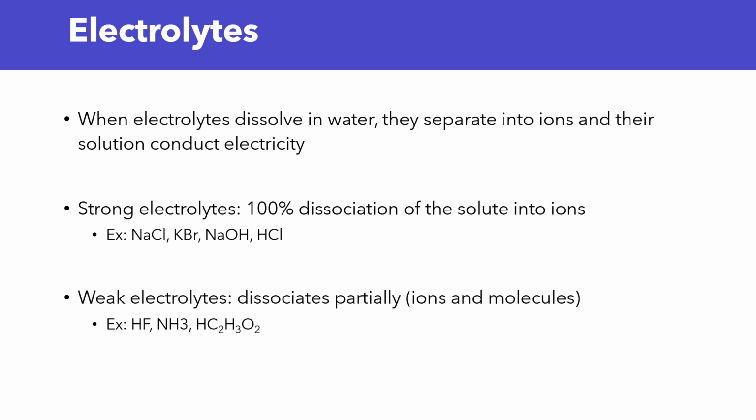So in that solution, you'll see ions and also molecules, which is different from strong electrolytes. When strong electrolytes dissolve in water, in that solution you'll see only ions as the type of particles. But with weak electrolytes, you'll see ions and molecules. Some other examples of weak electrolytes are ammonia and acetic acid. They dissolve partially.